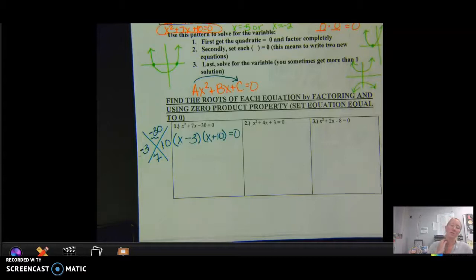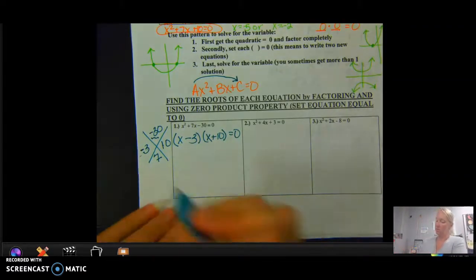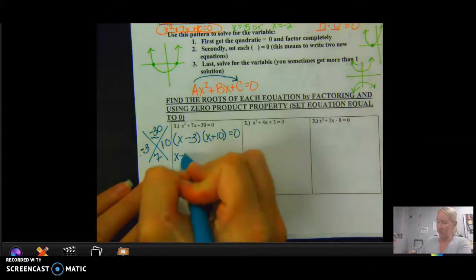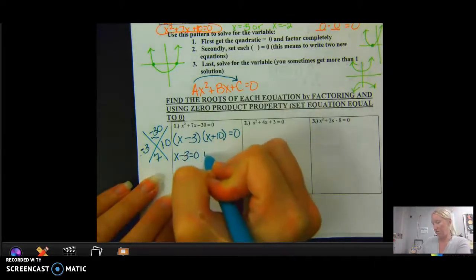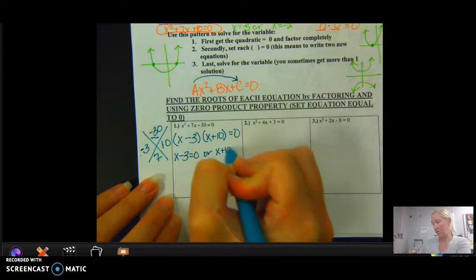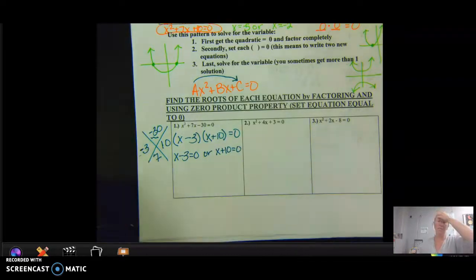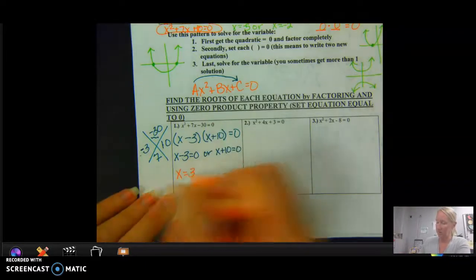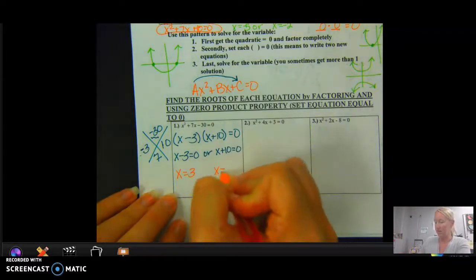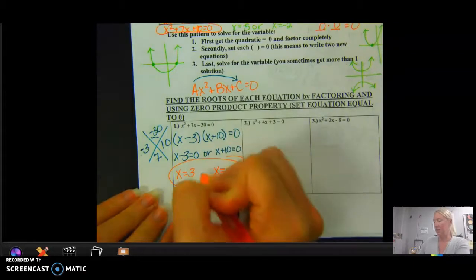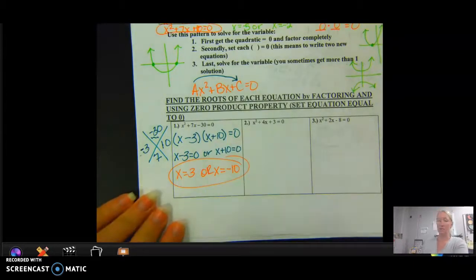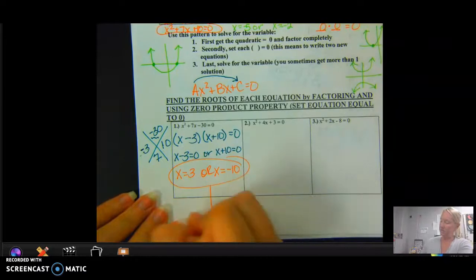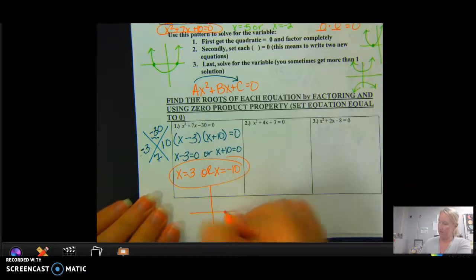What I'm going to do, though, is I'm actually going to solve it. I'm going to find its roots or its zeros. So I take the first one and set it equal to 0, or the second one could be equal to 0. In both cases, I'm going to get x by itself, so I'm going to add 3 to both sides here, so I get x equals 3. And I'm going to subtract 10 from both sides here, so x equals negative 10. Those are my zeros. Meaning, if this were to cross the x-axis, it crosses at 3 and crosses back here at negative 10.